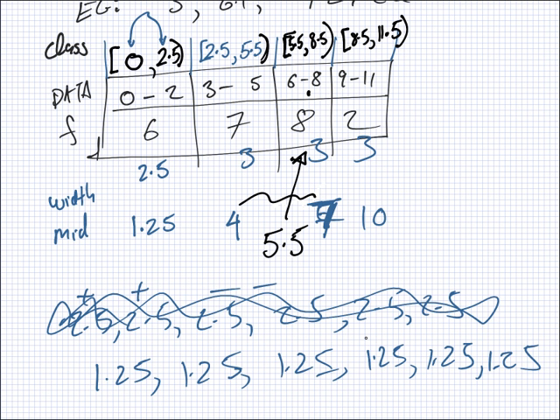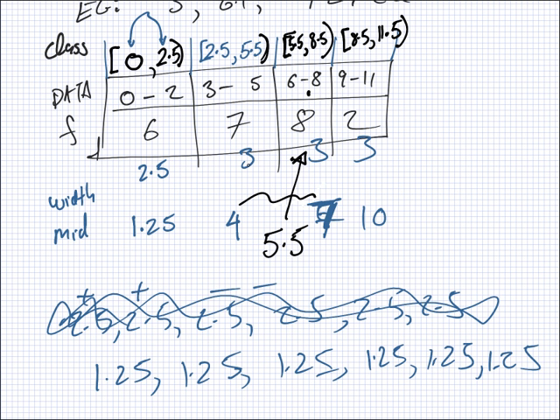What is your best estimate for what these 7 numbers are? 4. It's like having the number 4 seven times.